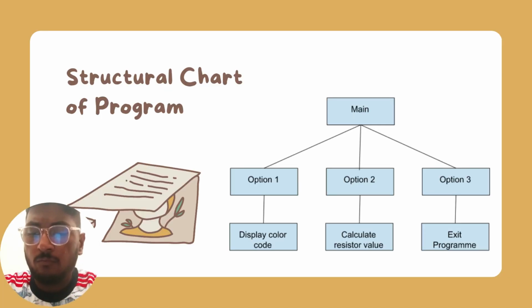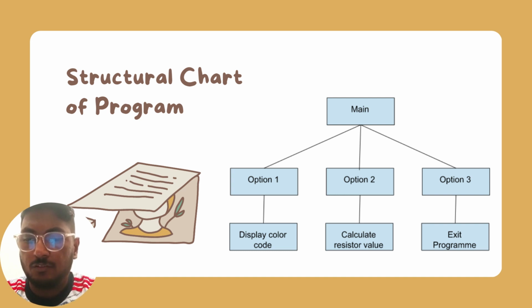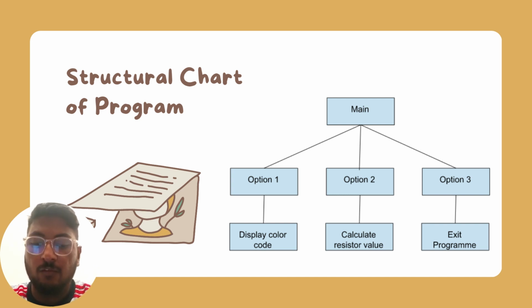So from the problem that was given to us, we have created a structural chart of our program, which is that we have a main menu, and from that menu there are three options. The first option would display the color code, the second option would calculate the resistance value, and the third option will exit the program and end the program.